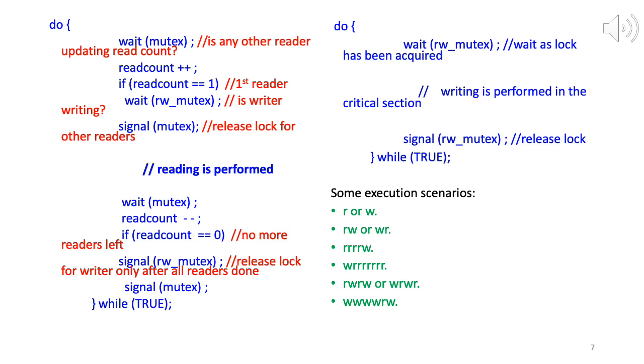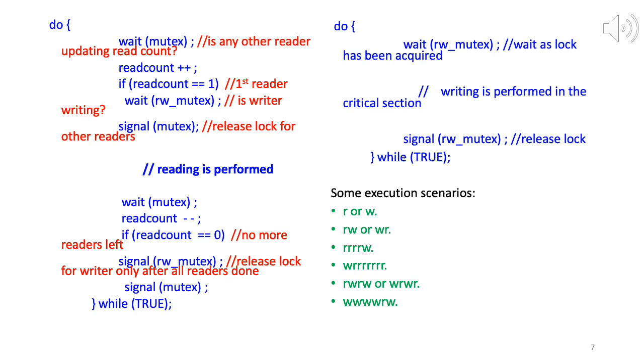So once again we look at it. Let's say we have read write, right? So first the reader comes, and then the writer. So reader increases read count, and then acquires the read write mutex lock, right? And then the writer waits on that read write mutex, and then the reader releases it at the end, signal read write mutex, and now the writer can start.